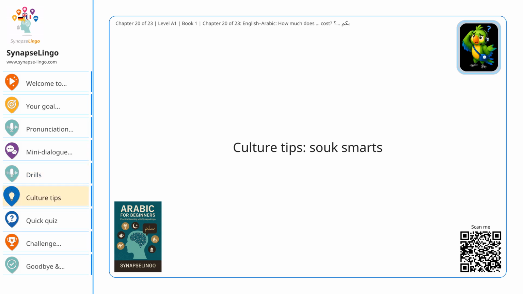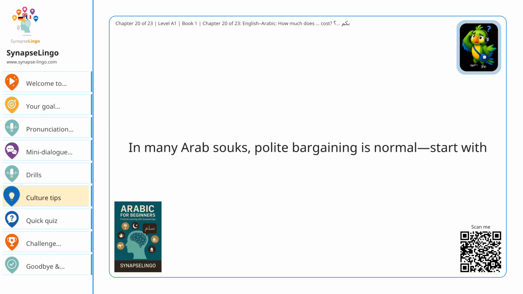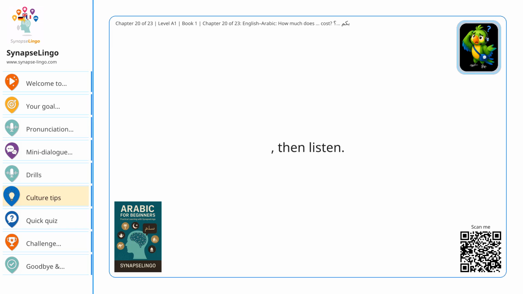Culture tips. Souk smarts. A little culture makes your question even stronger. In many Arab souks, polite bargaining is normal. Start with بكم. Then listen. Key words: price equals سعر. Cheap equals رخيص. Expensive equals غالي. Alternate phrasing: كم سعر؟ A bit longer but also common.